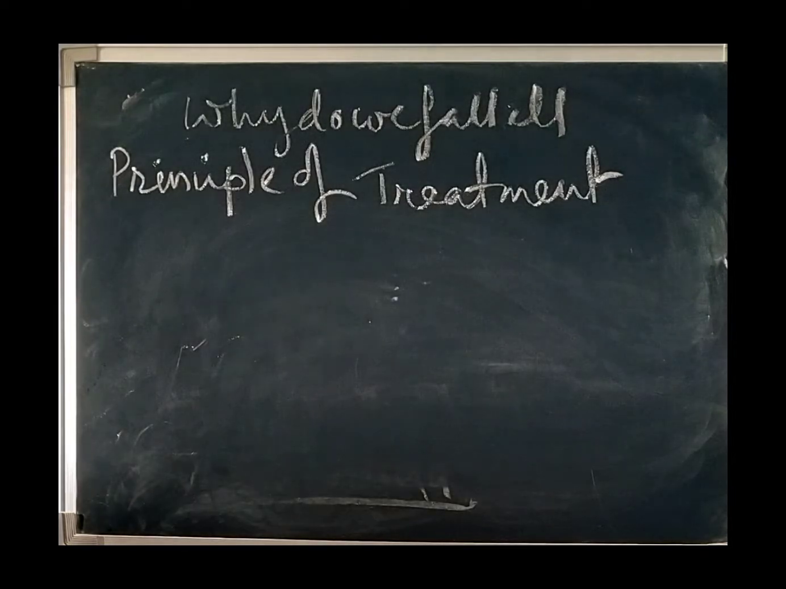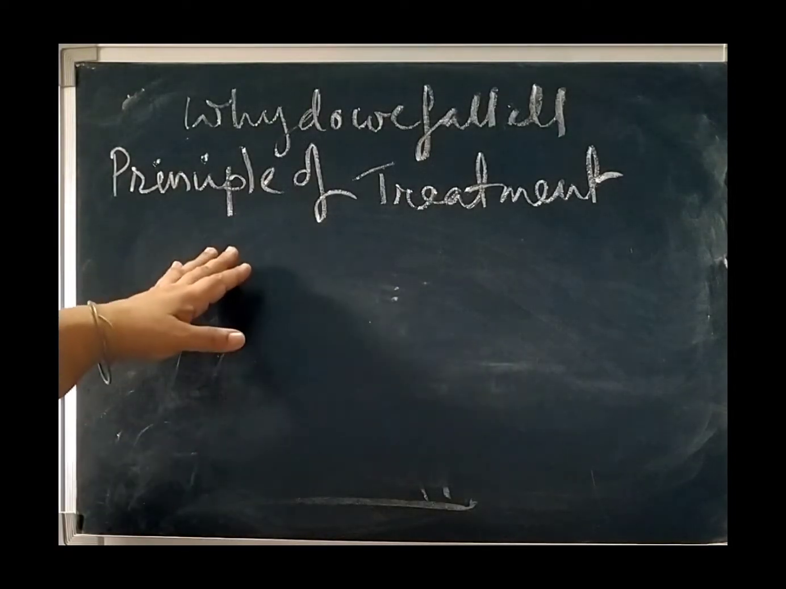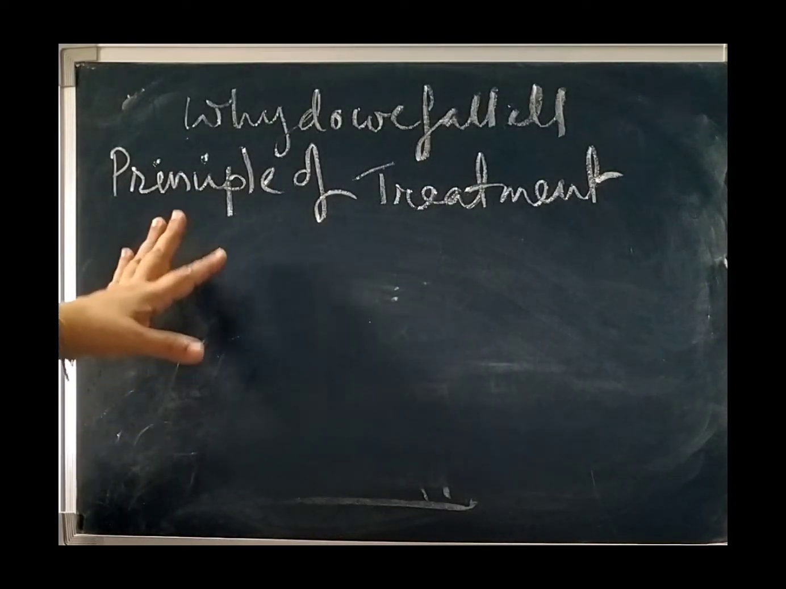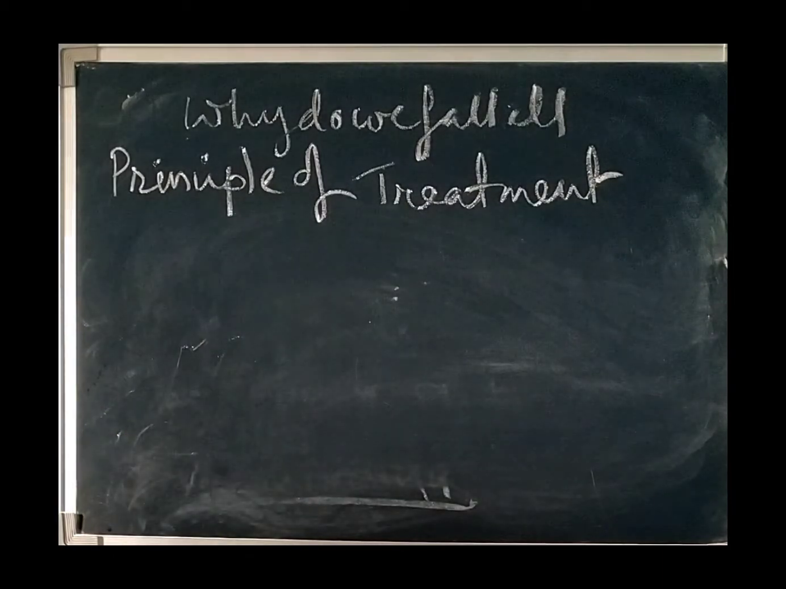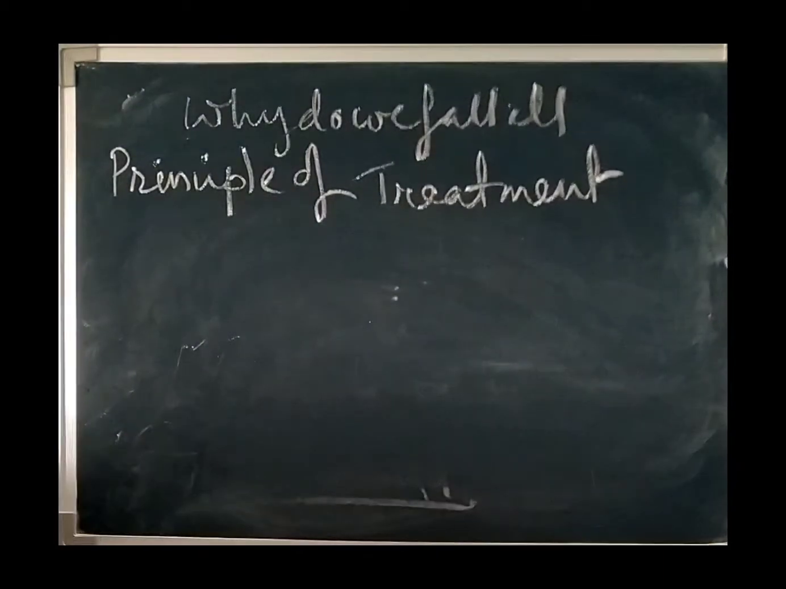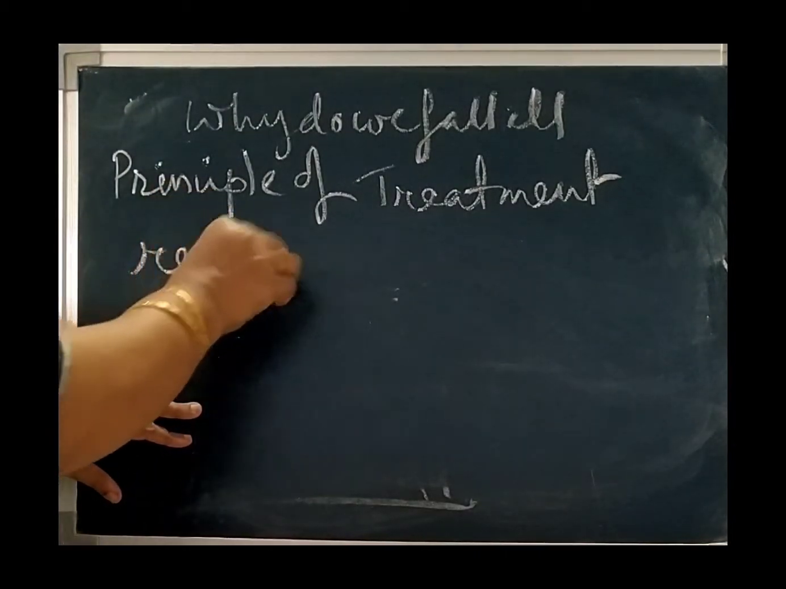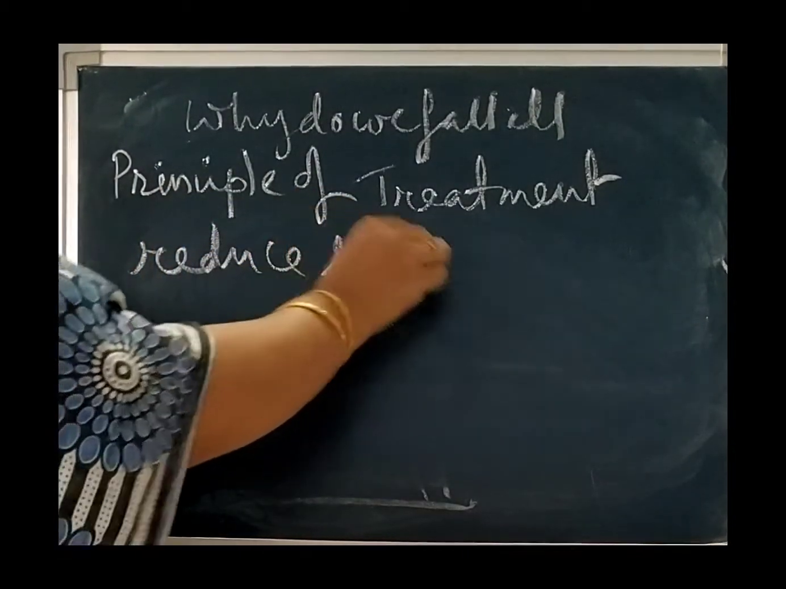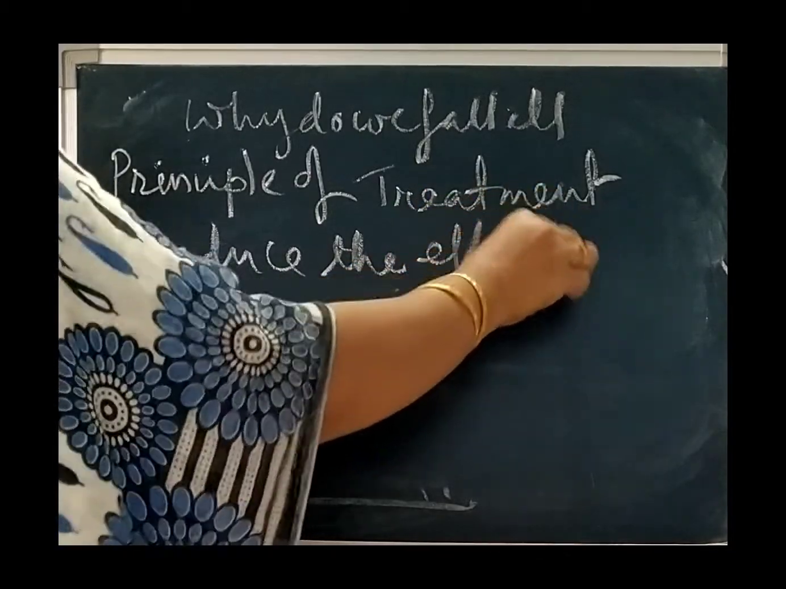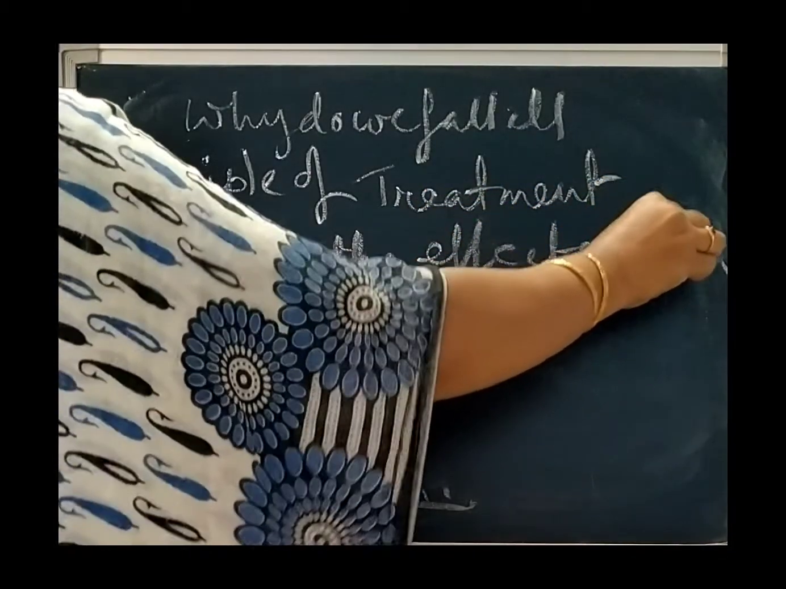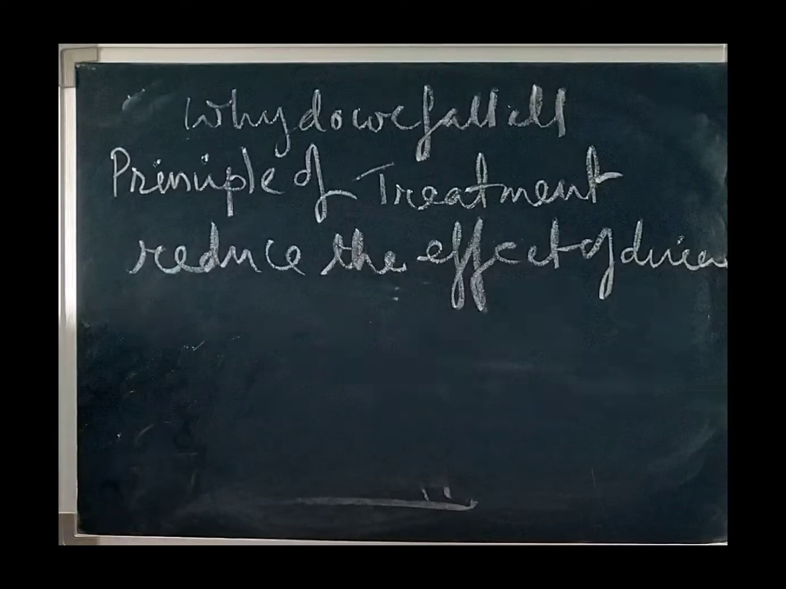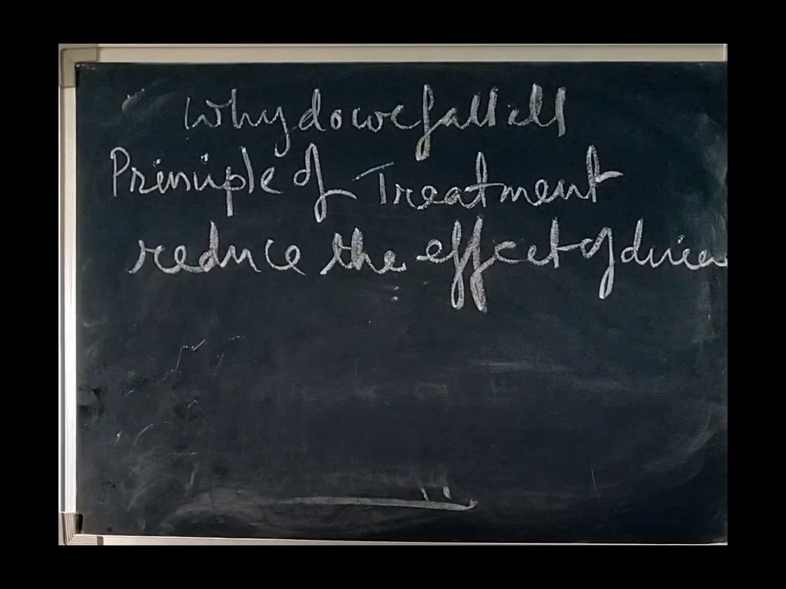Students, today we will discuss the principle of treatment as we are continuing the chapter Why Do We Fall Ill. There are two ways to treat an infectious disease. The first one is to reduce the effect of disease. The treatment reduces the effect of disease without killing the infectious agent.